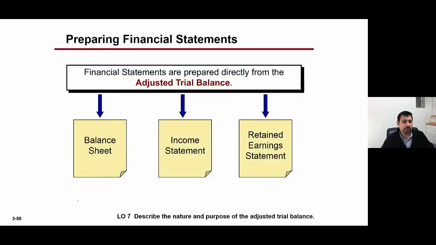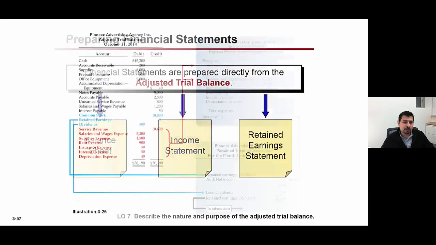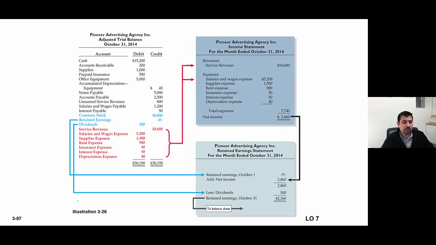And like we said, this information is used in order to prepare the financial statements, mostly the income statement, the retained earnings, and the balance sheet. Like we discussed before, we always start with the income statement. We take the revenues and the expenses. So this is the revenues, and we take all the expenses and we use them to prepare the income statement. Once we calculate the net income or net loss, we add it and use it for the retained earnings.